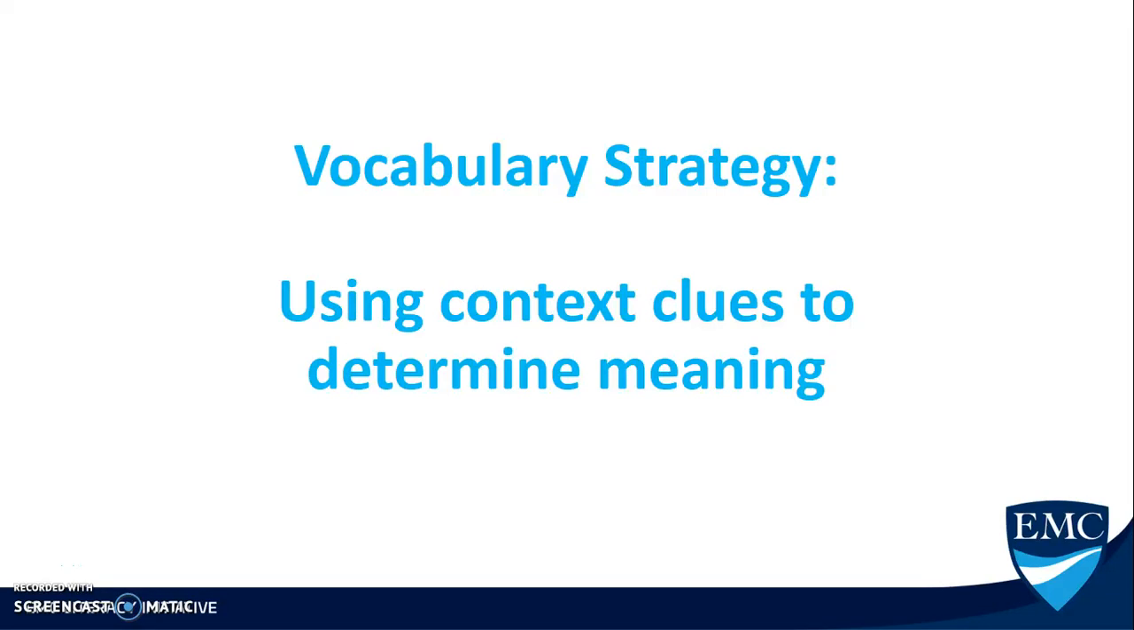Often when we're reading, we come across vocabulary that we haven't seen or heard before. One of the ways that proficient readers work these words out is to use context clues to try to figure out the word's meaning. So today we're going to focus on this vocabulary strategy, using context clues to determine meaning.